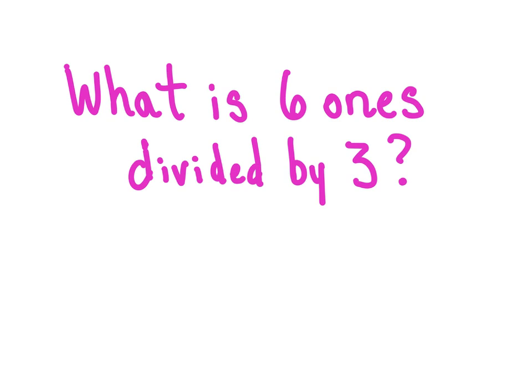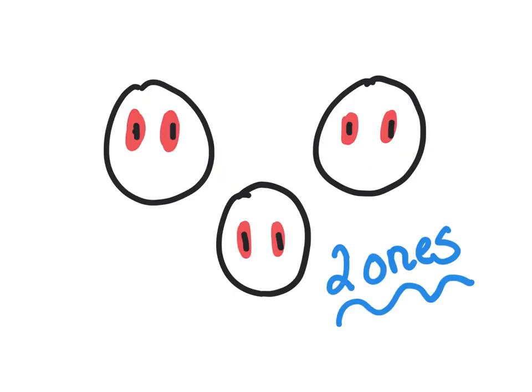Okay, so what is 6 ones divided by 3? Hopefully you chose 2 ones. Here is our 6. 1, 2, 3, 4, 5, 6. Spread out, that's our total, and it's in 3 groups. That's what we would divide by. And inside, we have 2 ones.